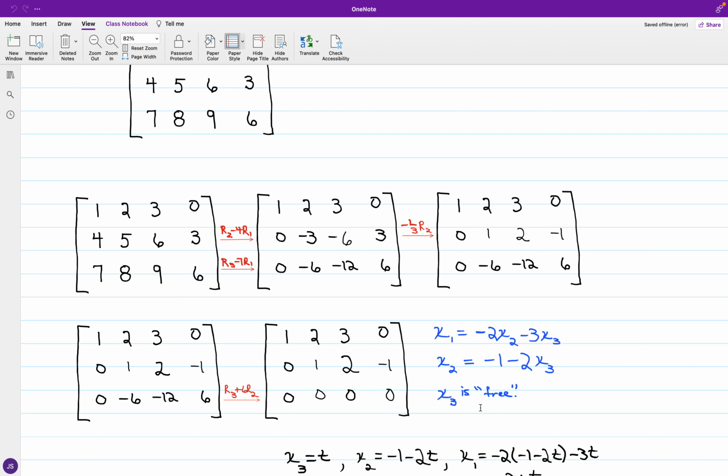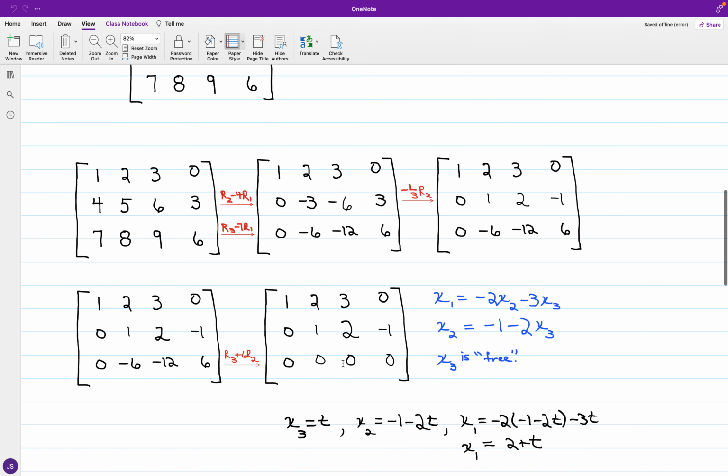So what this means is that for the last statement, there's a void. However, the left-hand side is 0 and the right-hand side is 0, and we have a free variable with x of 3. So we're going to end up with an infinite number of solutions, thus an infinite number of linear combinations. In this arrangement, x of 1 is equal to -2x of 2 minus 3x of 3, and for x of 2, we have -1 minus 2x of 3.